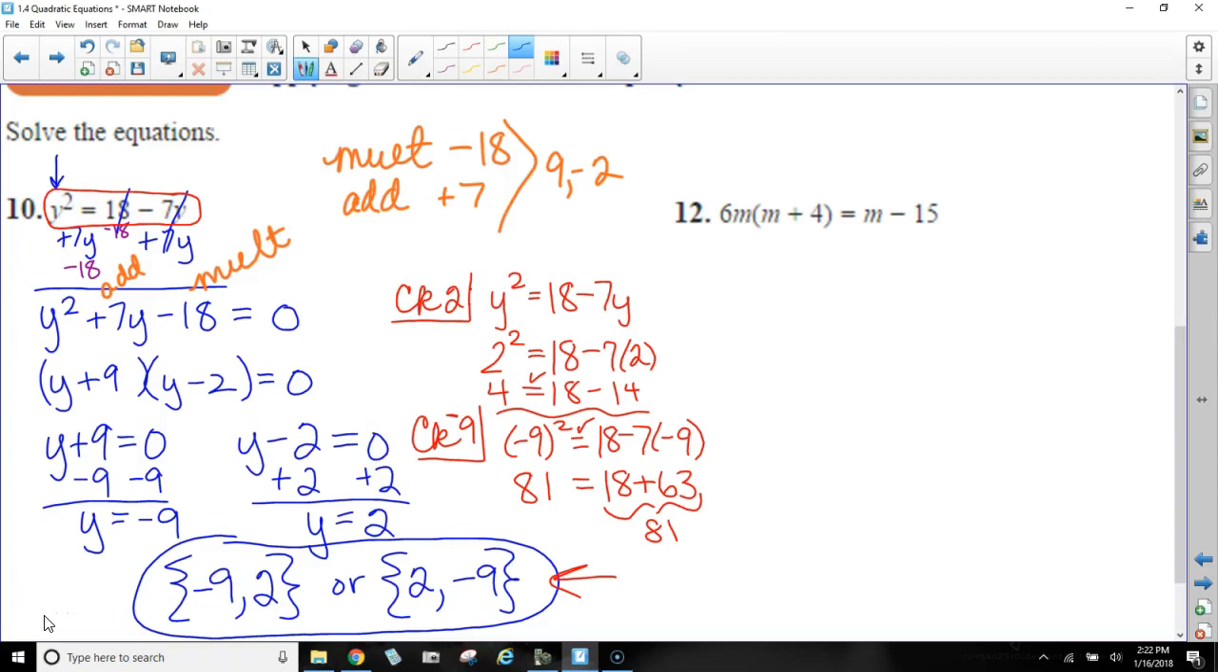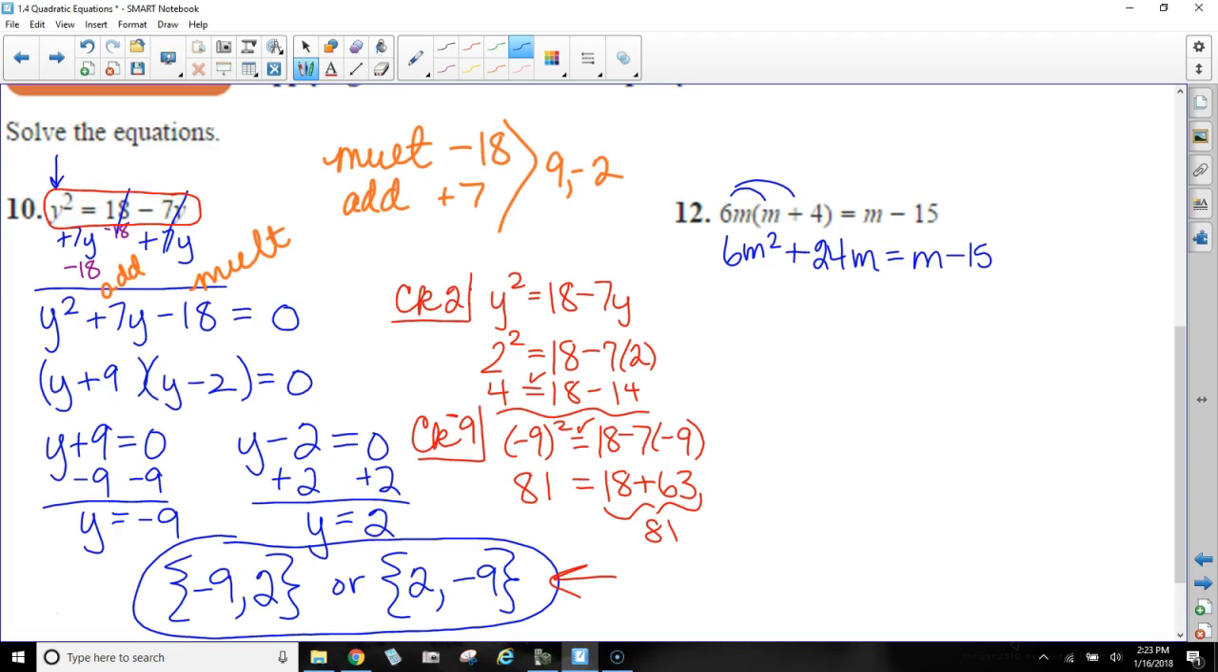In example 1, number 12, we first of all have some simplifying we need to do before we can even look at writing this in quadratic form. We're going to have to first clear the grouping symbols on the left-hand side. So 6m times m is 6m squared. 6m times 4 is 24m. Bring down the equals and the m minus 15 on the right-hand side.